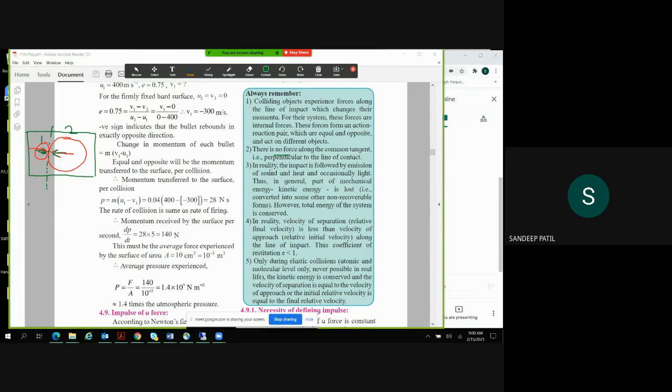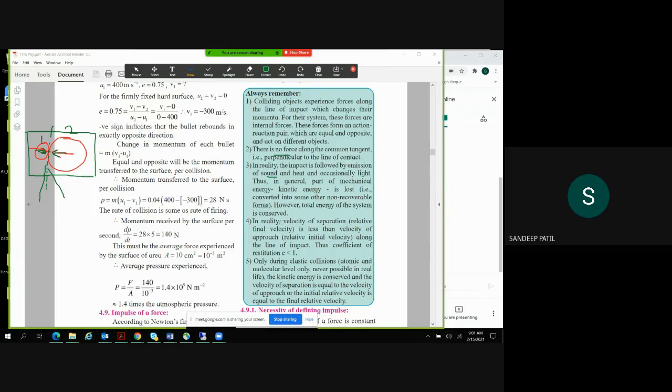In reality, the impact is followed by emission of sound and heat and occasionally light. Thus, in general, part of the mechanical energy, kinetic energy, is lost. Whenever a collision happens, some energy is lost in terms of heat, sound, or sometimes light. We might have seen in daily life that when two metal objects hit each other, a small sound comes out. Sound is nothing but energy, so the kinetic energy is lost during this process.